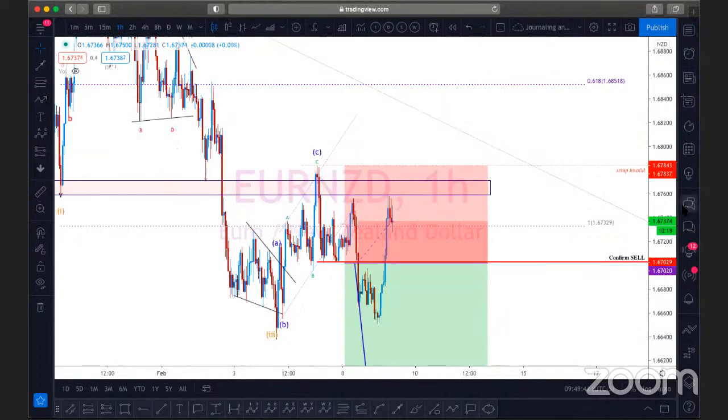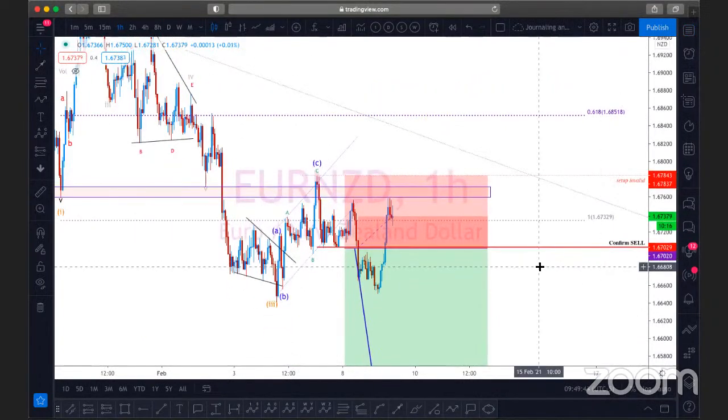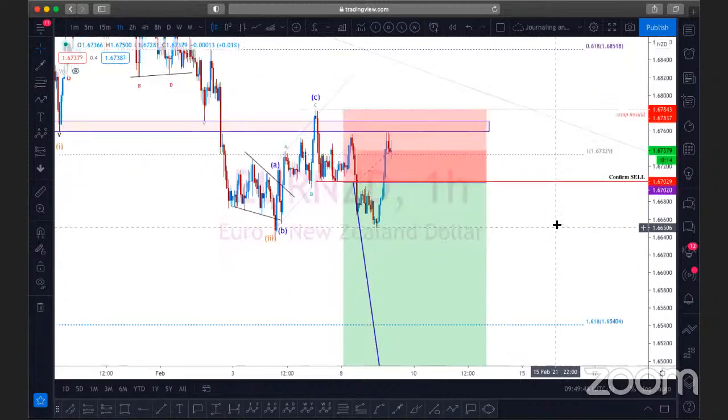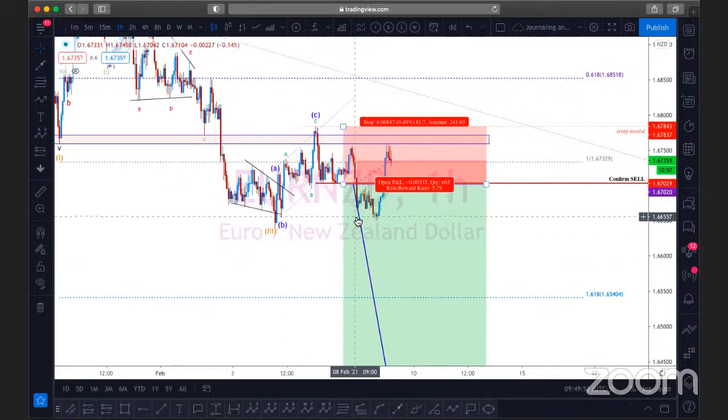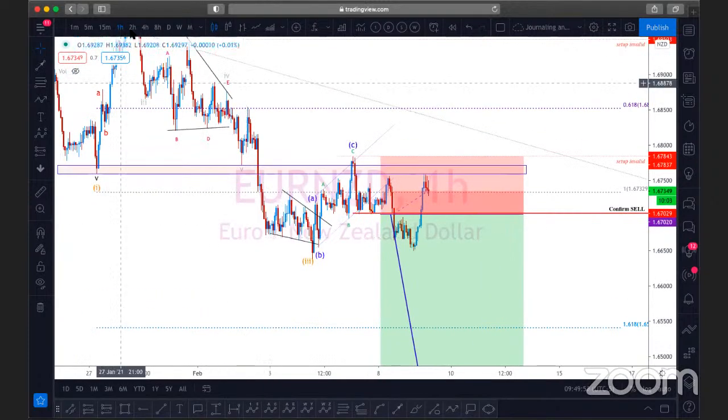Euro NZD. This is a trade. This is also another trade that I was in. Well, still in this new position where I entered yesterday. Market is currently in a drawdown now. But how did I arrive at this decision?